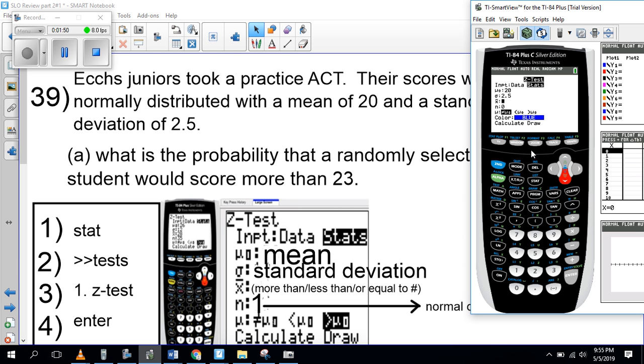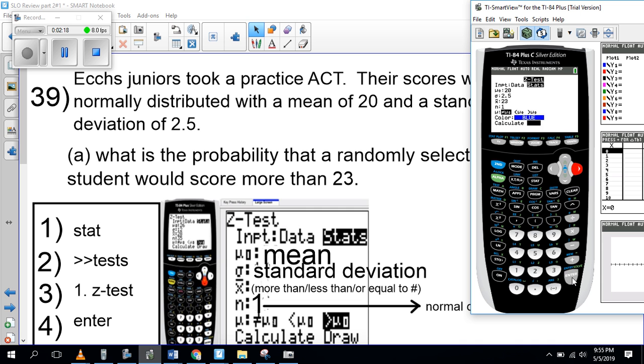Okay? This is what it means. Is it more than, less than, or equal to what number? It says the students will score more than 23. So we put 23 here. And it's always going to be 1 if it's normally distributed. And then what did they ask for? Was it not equal to? Was it less than or greater than? They said more than. So more than is that. And then we're going to click draw.